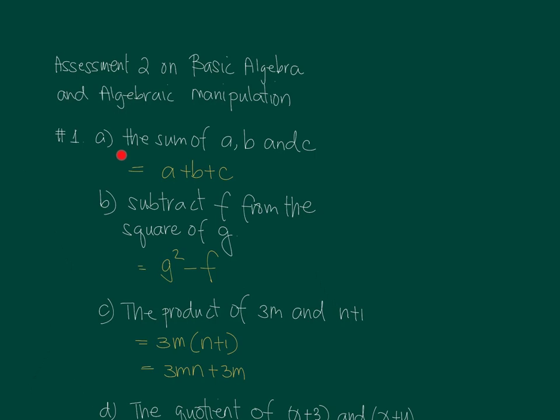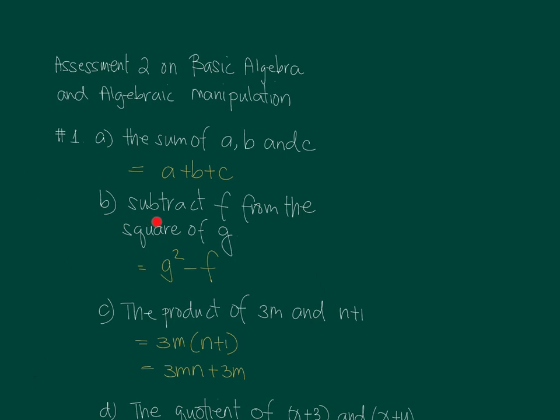So in number 1A, what we want to do is to express the sum of A, B, and C. So the sum means to add, or it's the result of addition. So we are going to add A, B, and C. So that is simply A plus B plus C. So that's how you translate the sum of A, B, and C.